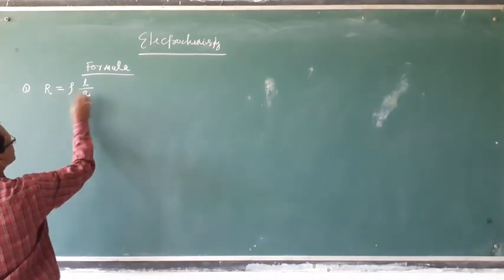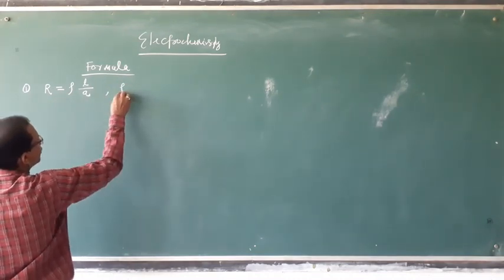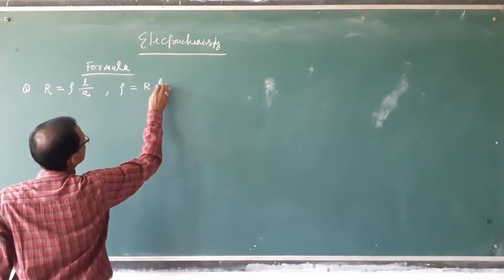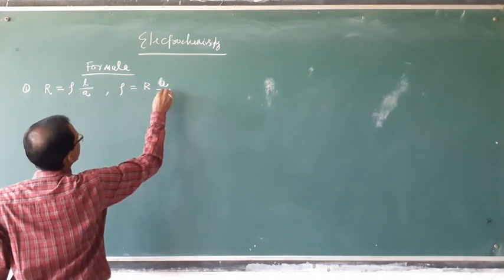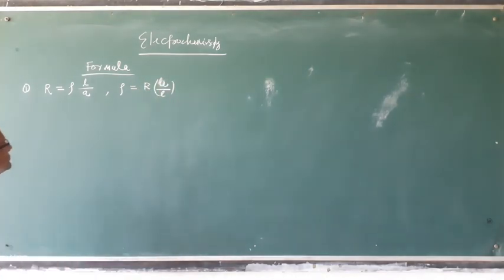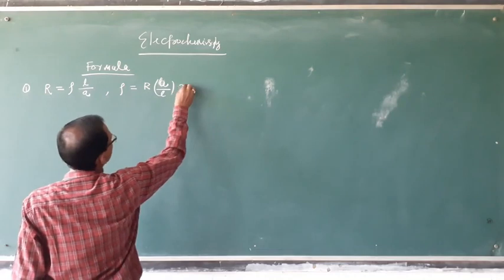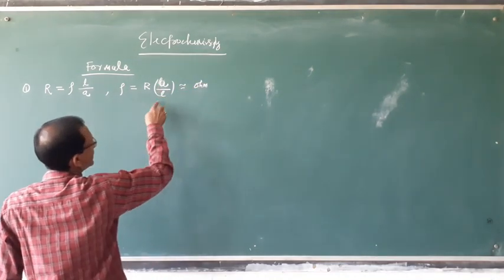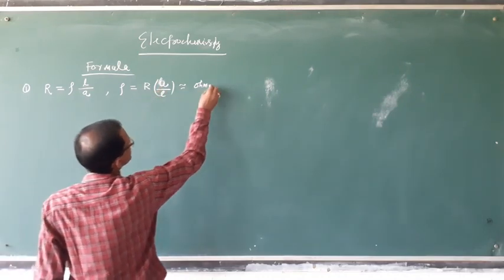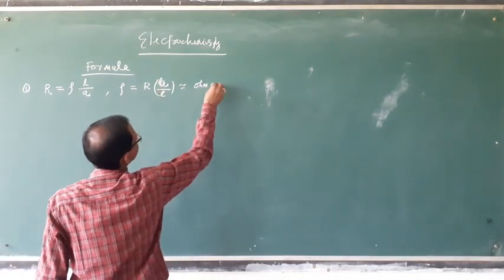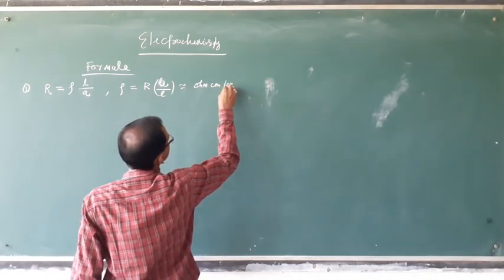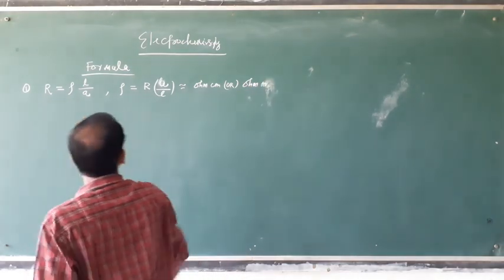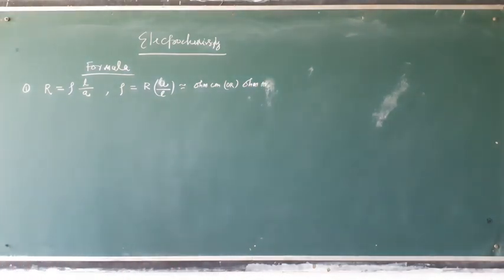Rearranging, rho is equal to R A upon L. That means the unit is ohm times area upon length, which is ohm centimeter, or ohm meter. This is the unit of resistivity.